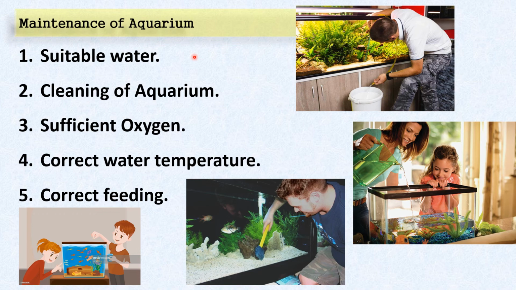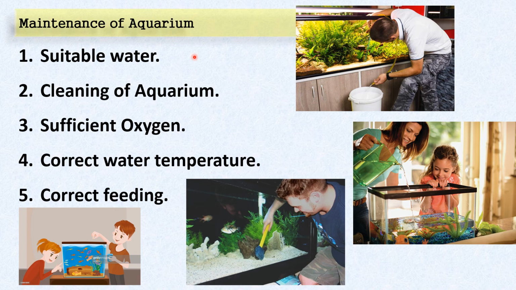So sufficient oxygen, as I told you, you must always monitor the aquarium oxygen level. There is no need for any instrument to measure the oxygen level. You just observe the behavior of the fishes. If most of the fishes are coming to the surface and gulping the air, then it is an indication that the water does not have a sufficient amount of oxygen. So you must maintain an aerator in the aquarium. The aerator will help in maintaining sufficient oxygen levels in the aquarium water.